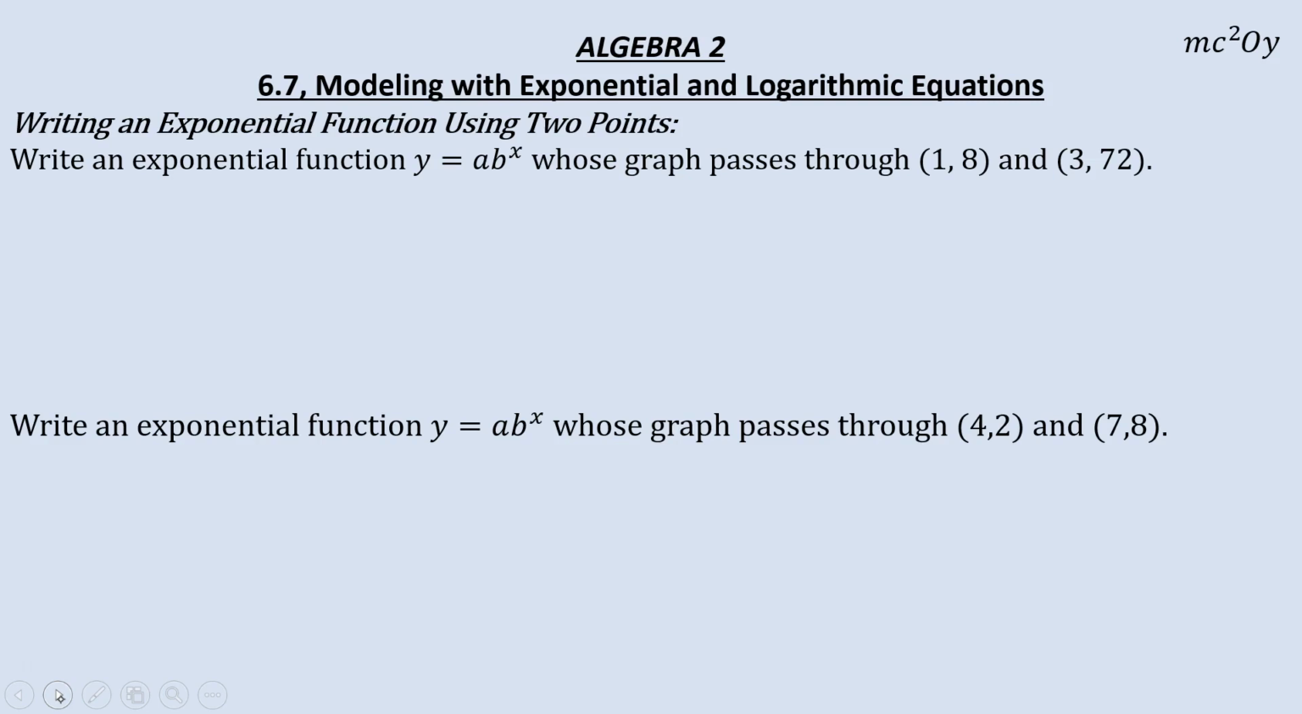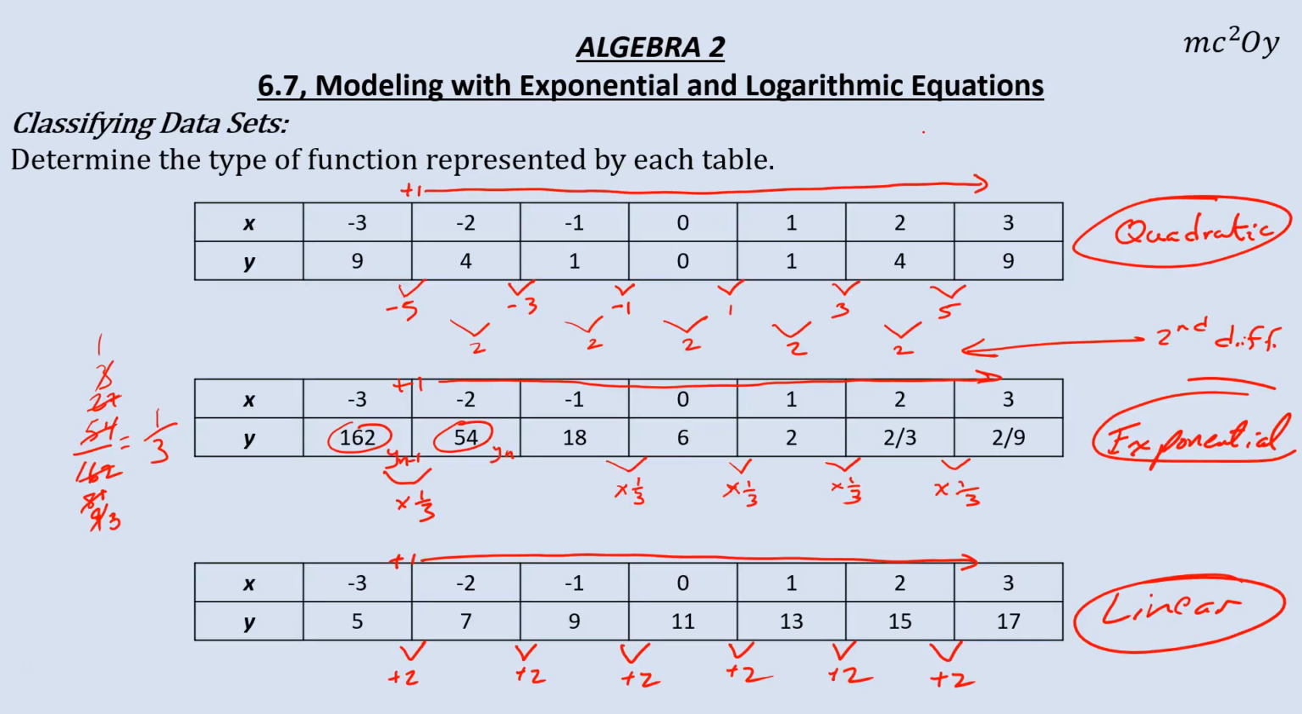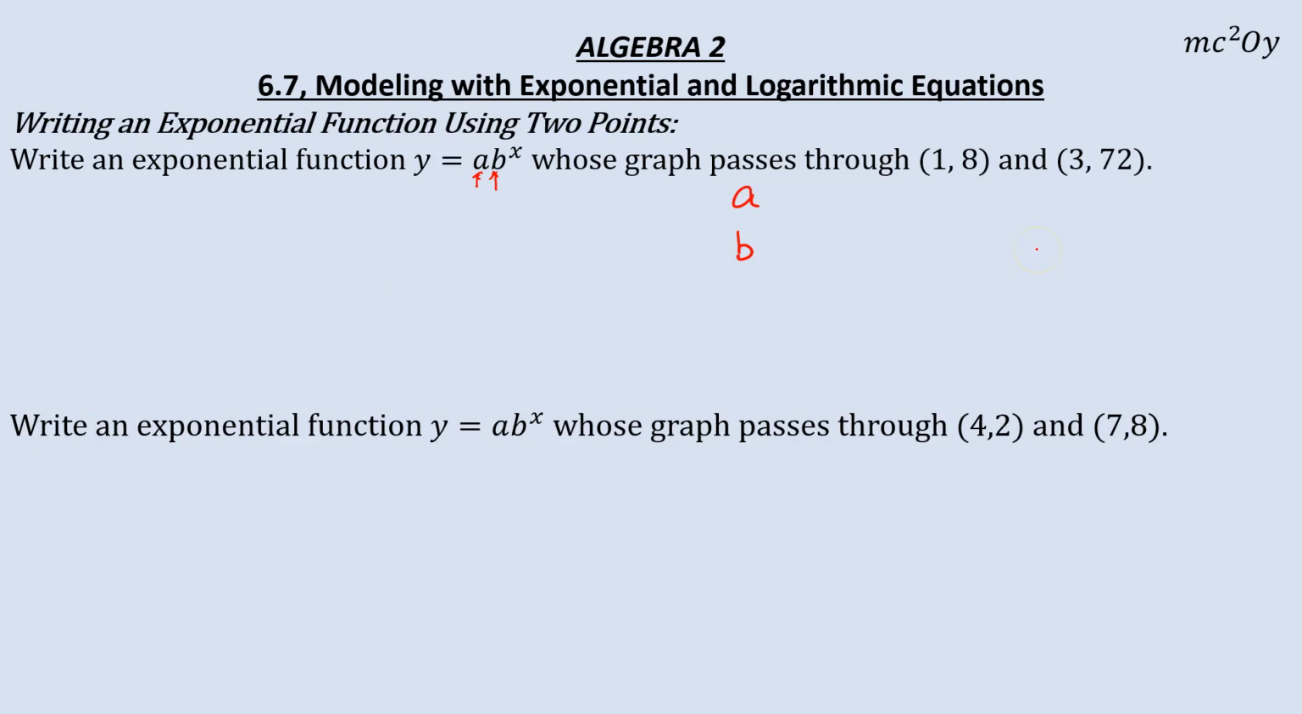It's a similar process. So the first thing I'm going to do is note that in order to write this equation, I need to know A and I need to know B. Those are the 2 things I need. What I'm given is a value for x and a value for y. In fact, I'm given 2 values for x and 2 values for y.